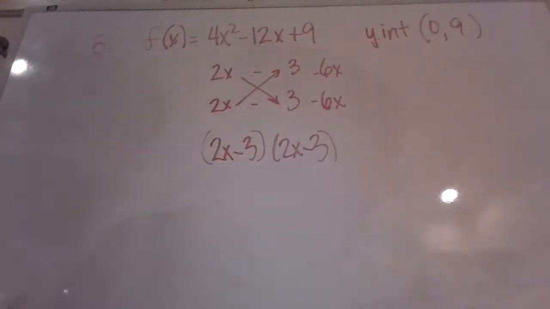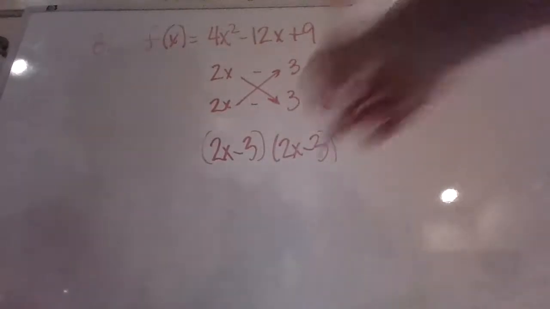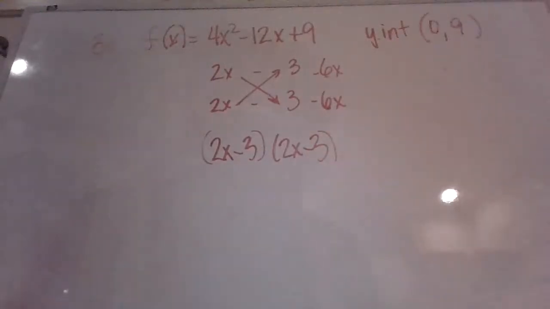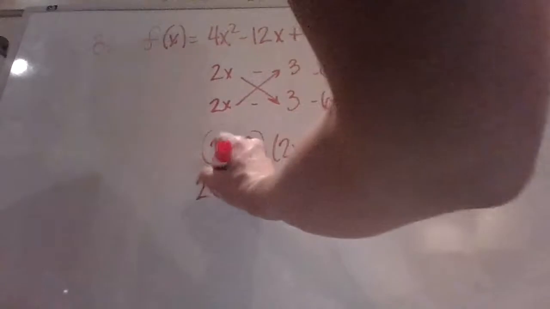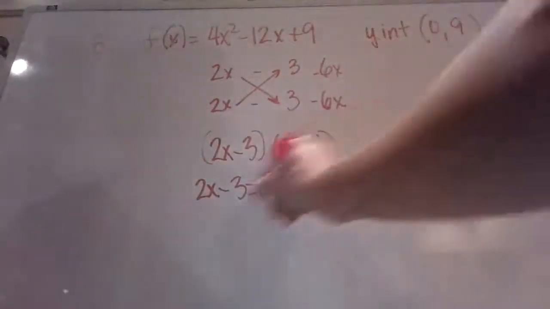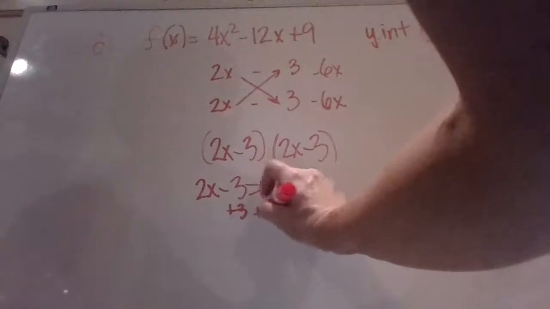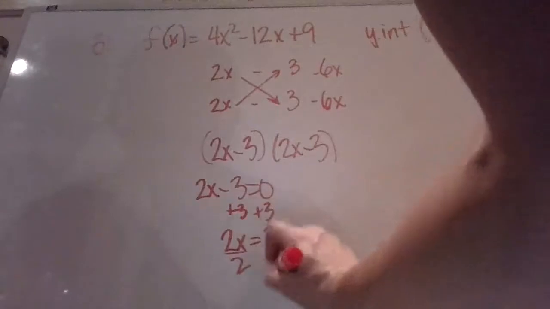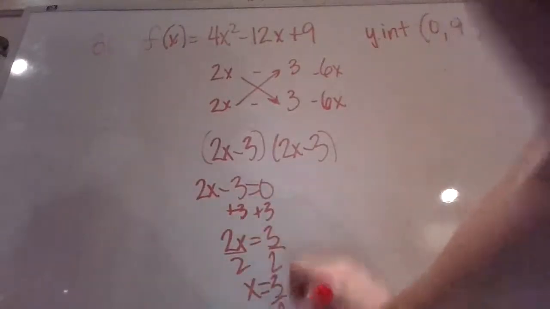Well, this is kind of awesome because it's already in a square kind of form. So we can talk about that in just a second. So we can set them both equal to 0. So this is squared, actually. So 2x minus 3 equals 0. Since it's twice, I'm going to add 3. So it's 2x equals 3. Divide by 2. So x equals 3 over 2.